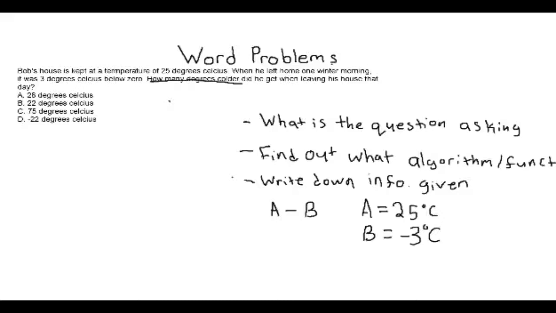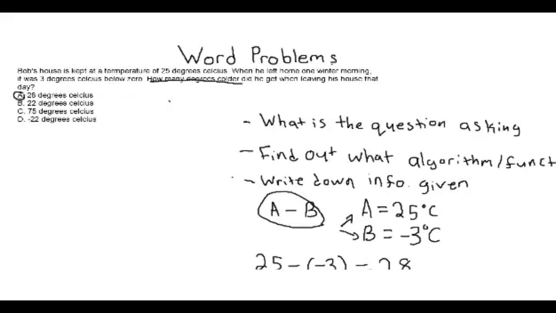So to get the final answer, now after we write down the information that's given, it's just a matter of plugging the information that we got from the problem into the function we have to use to answer the question. So it's just a matter of doing 25 minus negative 3. And this is a simple operation that you could even plug into your calculator if you don't know how to do it. 25 minus negative 3 is 28 degrees, which is A.